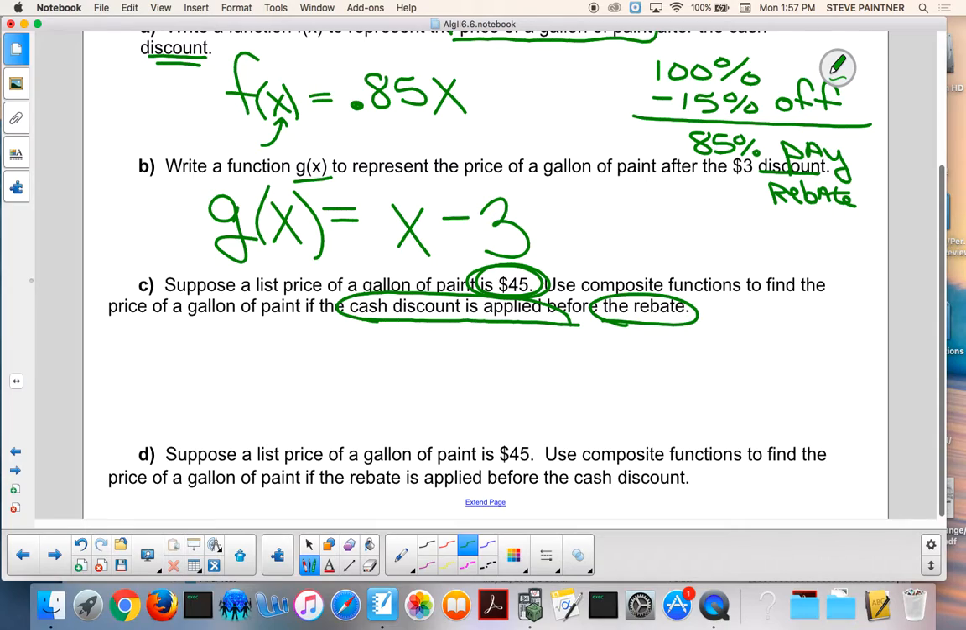The $3 discount. No, f of x. This is the percentage. This is the 15% off. First take 15% off, then do the rebate. Well, what was the discount? f of x. Yep. So you should do this one first. Then on the outside, what was applied last? The rebate.